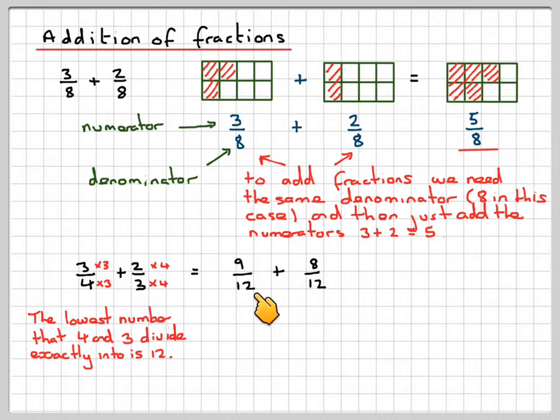Now that I have the same denominator, all I need to do is 9 plus 8, which is 17, and put it over that denominator, which is 12. This is called an improper fraction because the numerator, the top number, is bigger than the denominator, i.e. the small number. So 12 goes into 17 one time, and then there are 5 left over, and those are 5 out of 12.